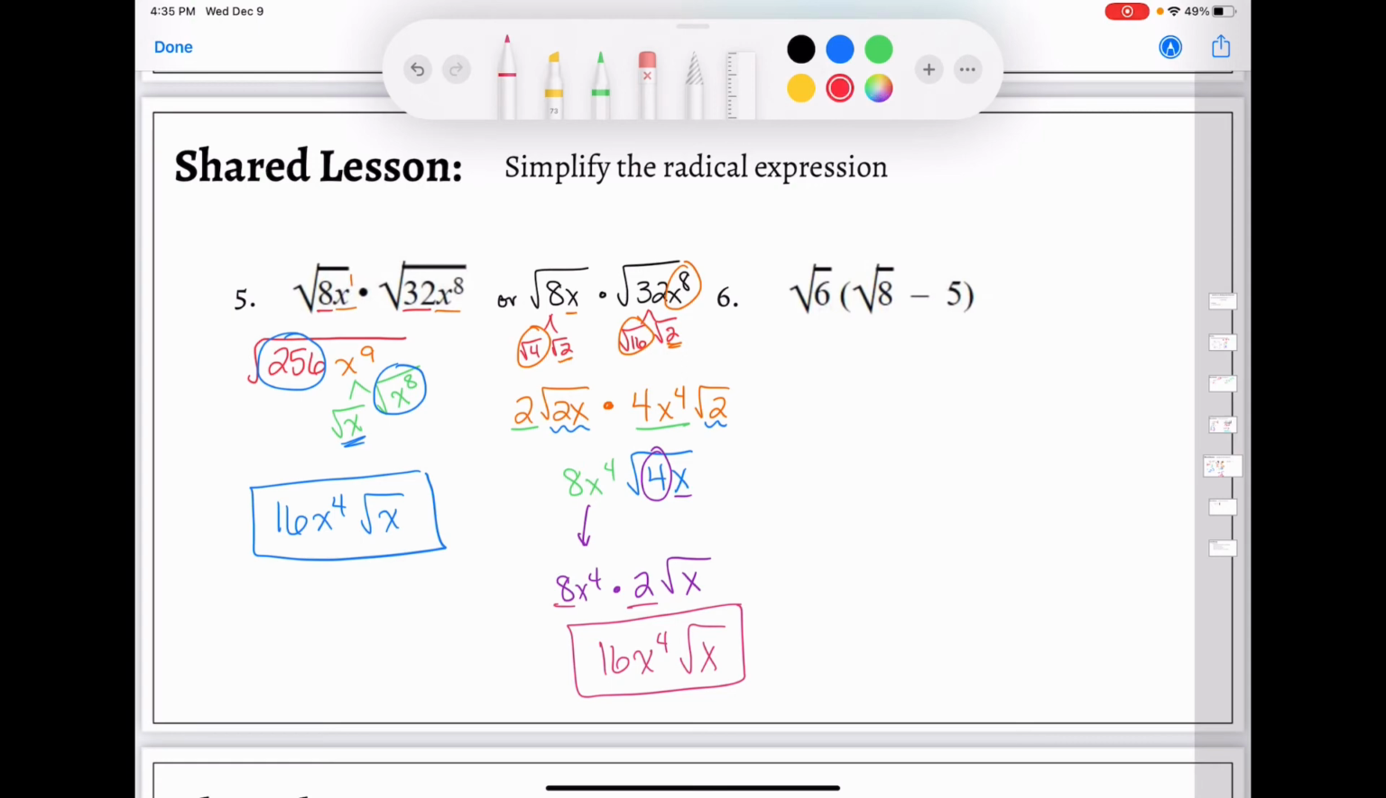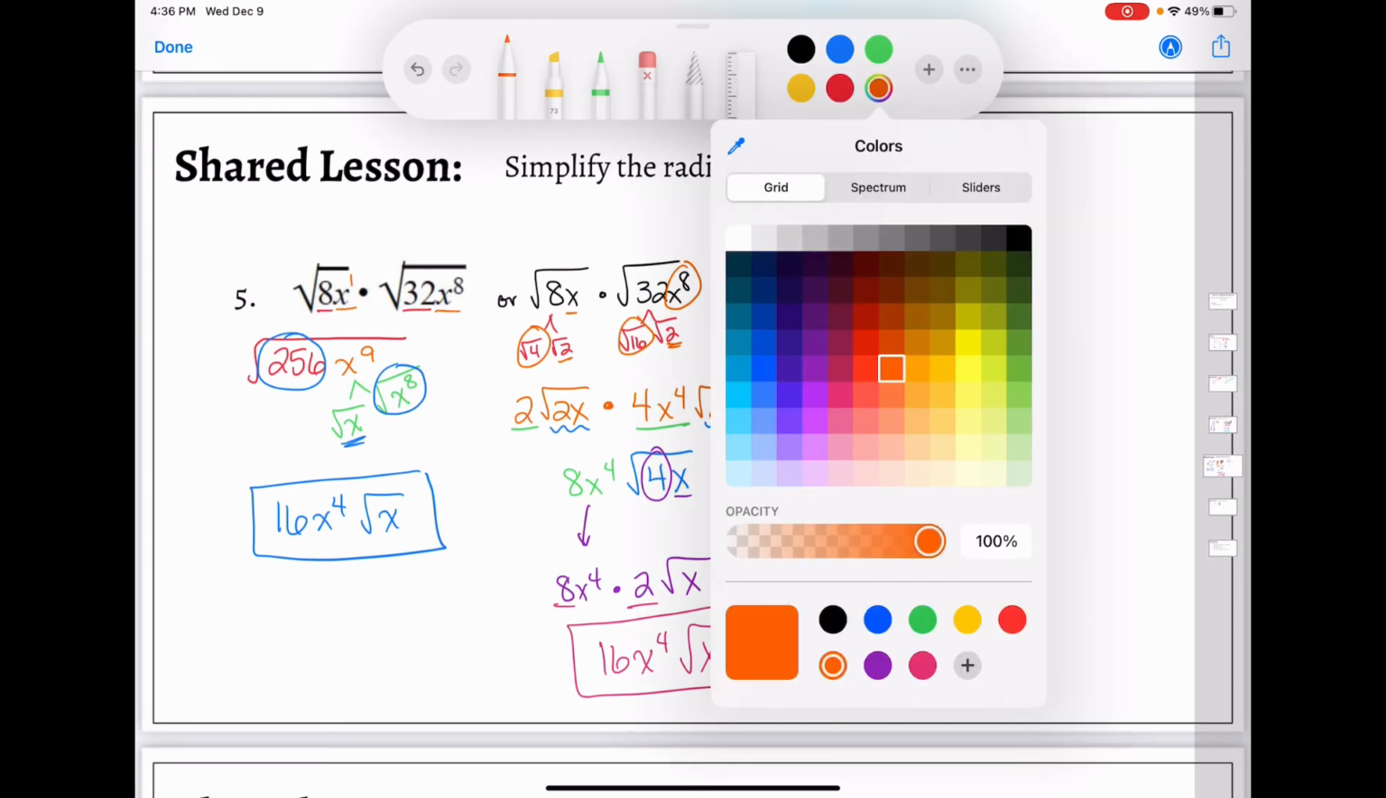We would distribute, right? And remember that distributing is multiplying. So I'm going to do the same thing. My first distributing will be the square root of 6 times the square root of 8. Both are inside, so I'd get square root of 48. Then I'm going to multiply.